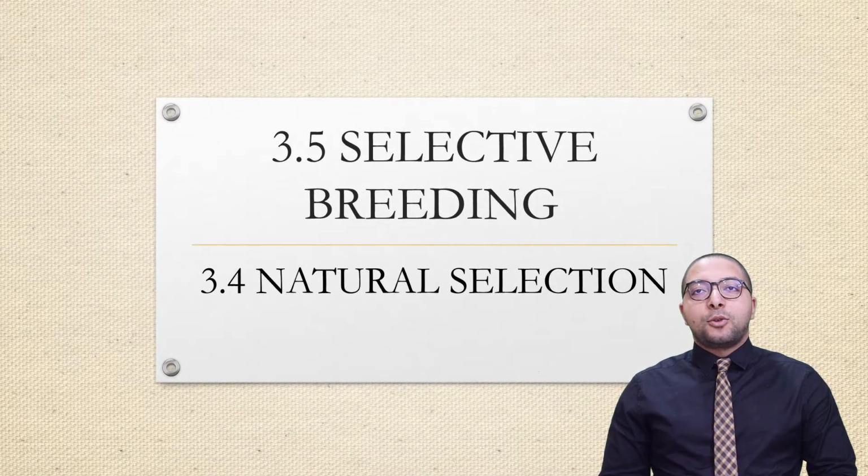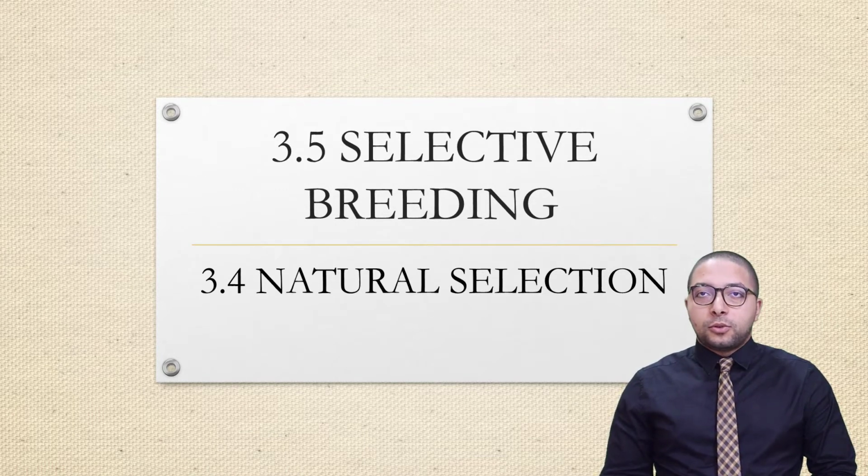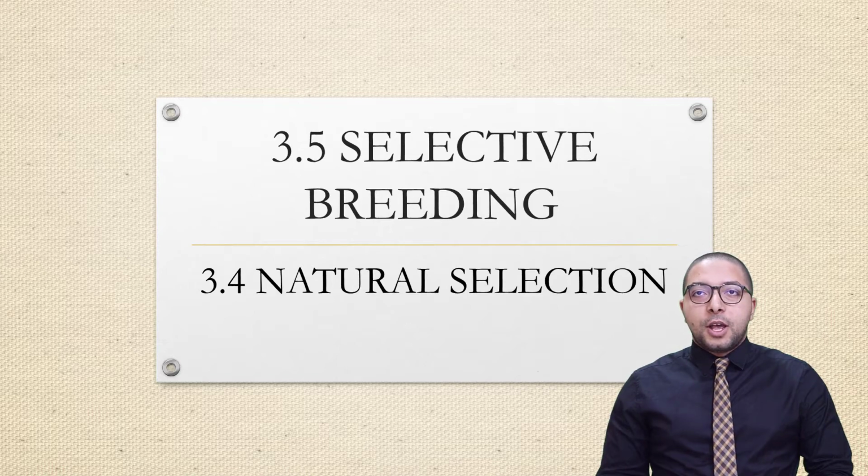Shaban, and today we're going to complete our unit of inheritance and variation. In today's lesson we're going to discuss two important topics. The first one is called selective breeding, the second one is called natural selection. So without wasting any time, let's start the lesson.